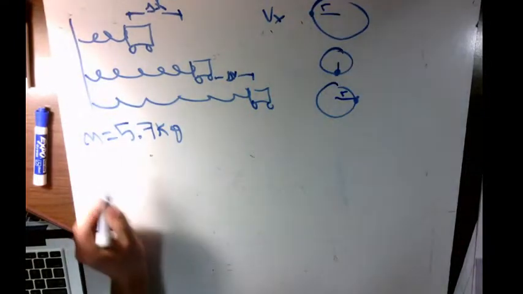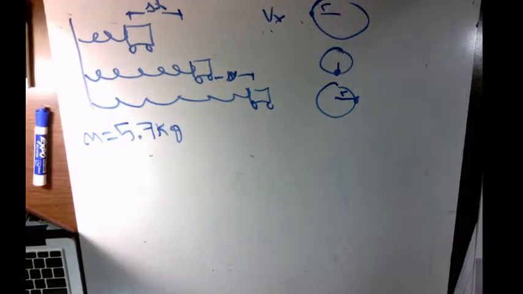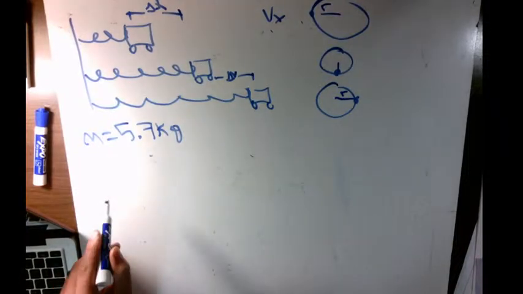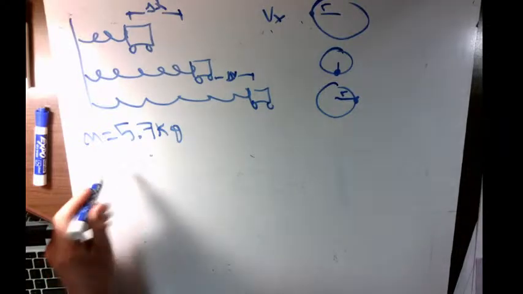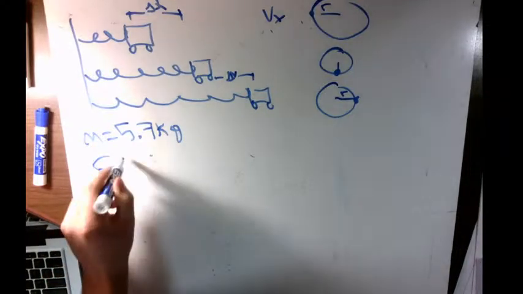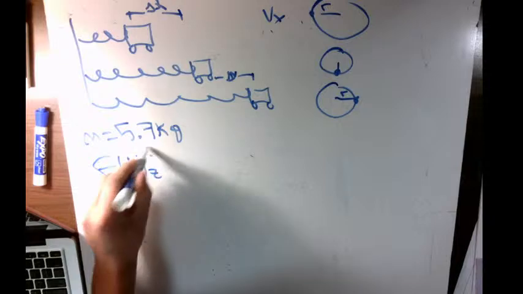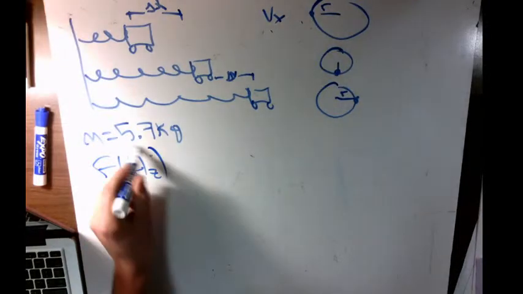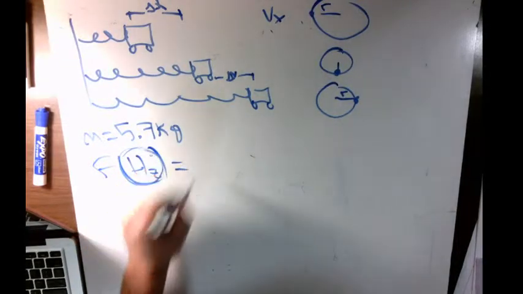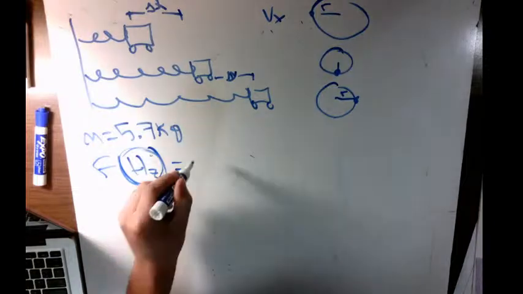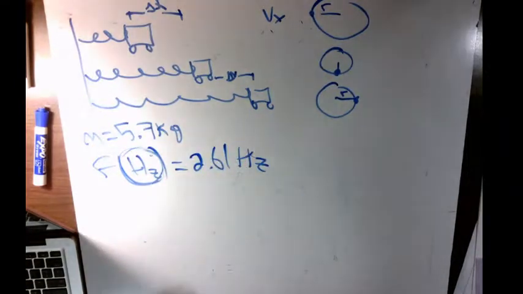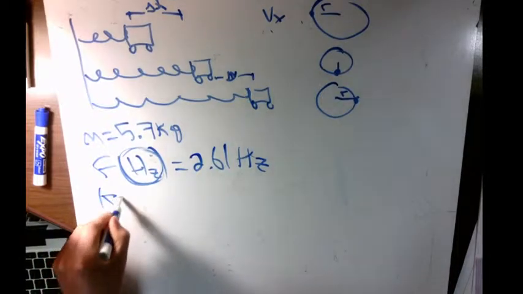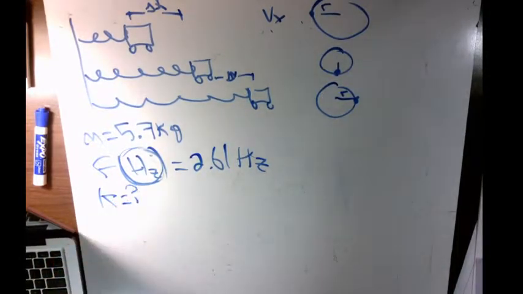So they give us a mass. They also give us an oscillation frequency. We know it's a frequency because it's in hertz. Even if the question doesn't explicitly tell us, whenever you see hertz, we know we're working with frequency. So we've got 2.61 hertz as our frequency, and we were trying to find k, stiffness.